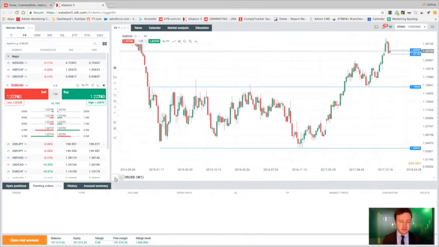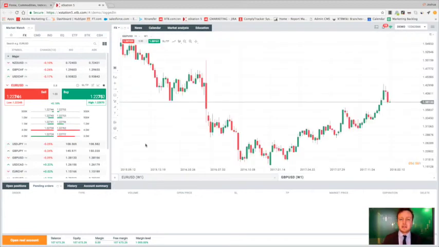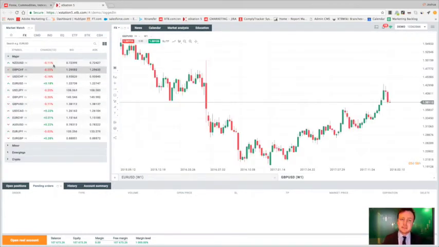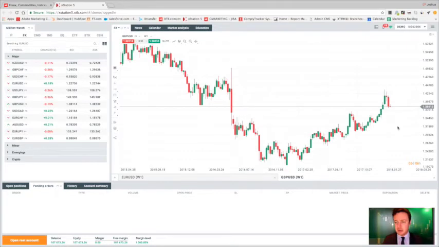Turning our attention to another pair, if we go to the pound US dollar, this is another of the major pairs, which you can see on the left hand side. You can also see the percentage change here. So for instance, you can see the pound US dollar is down 0.11% today, so it's been a fairly quiet day's trade, and again you can see what's happening with this market.